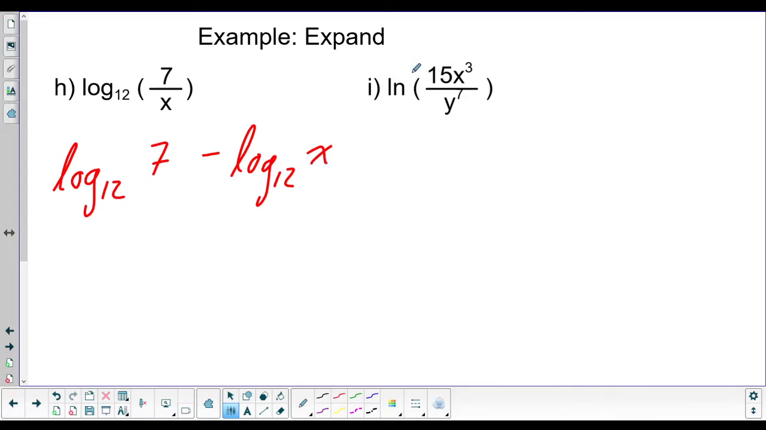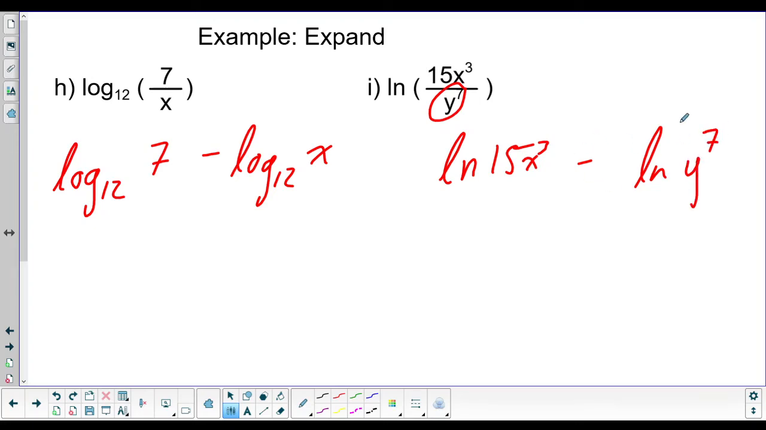All right. Here for natural log, we're going to separate this into two natural logs. And we're going to subtract them because we're dividing. The 15x cubed goes in the first one that's positive. Cubed. 15x cubed, not squared. And then we have y, that's kind of hard to see, but it's a 7. So y to the 7th in the negative log because it's in the denominator.